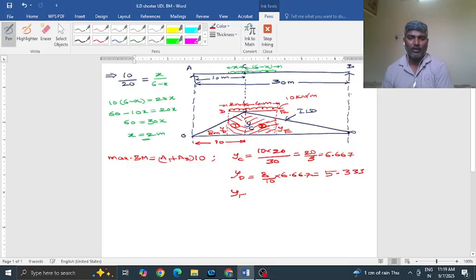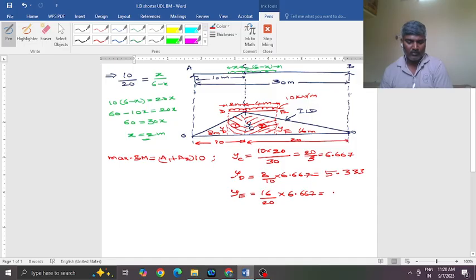I need the YE value also. You can see this total span is 20 meters, whereas 4 meters is occupied by the load, so 16 meters is the remaining span. So it is 16 by 20 multiplied by 6.667, again by similar triangles, the triangle formed with YC and the triangle formed with YE. It works out to the same height, 5.333.